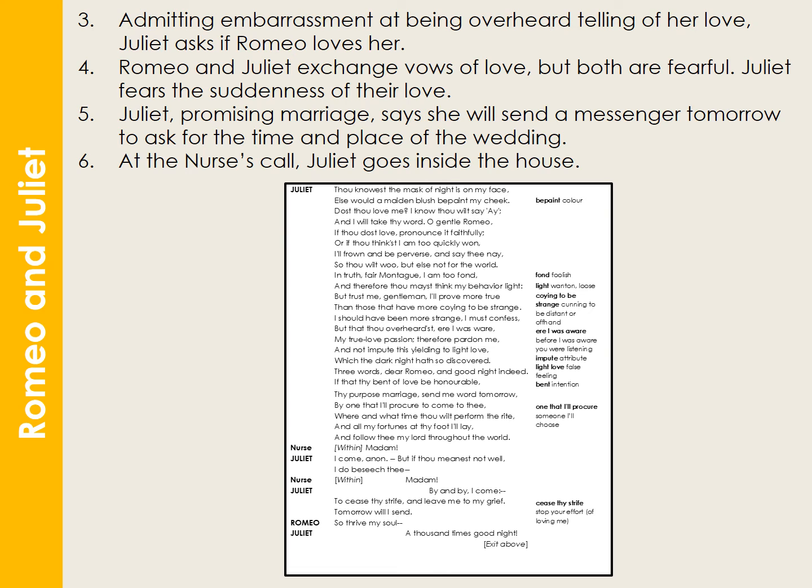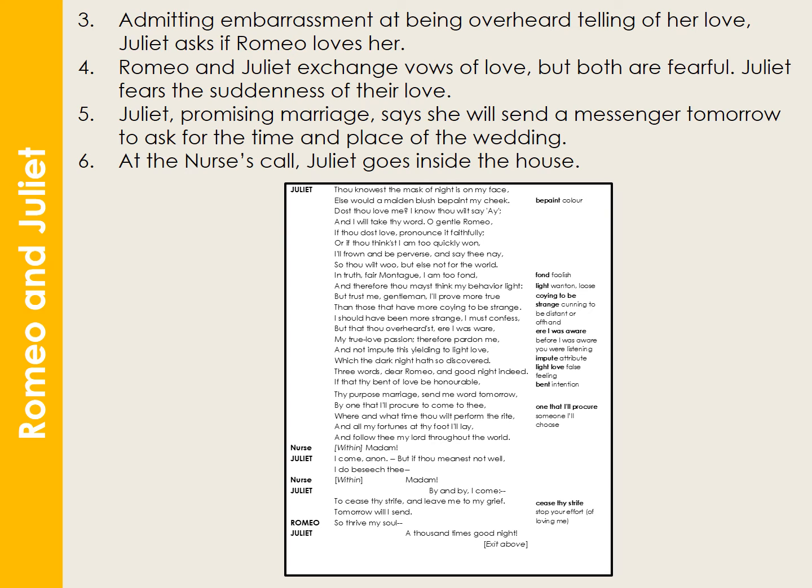And then Romeo and Juliet exchange vows of love, but both are fearful. Juliet fears the suddenness of their love. And then Juliet, promising marriage, says she will send a messenger tomorrow to ask for the time and place of the wedding. At the nurse's call, Juliet goes inside the house. So this is what happens. I'm going to read this to you in my best Juliet and Romeo voices.